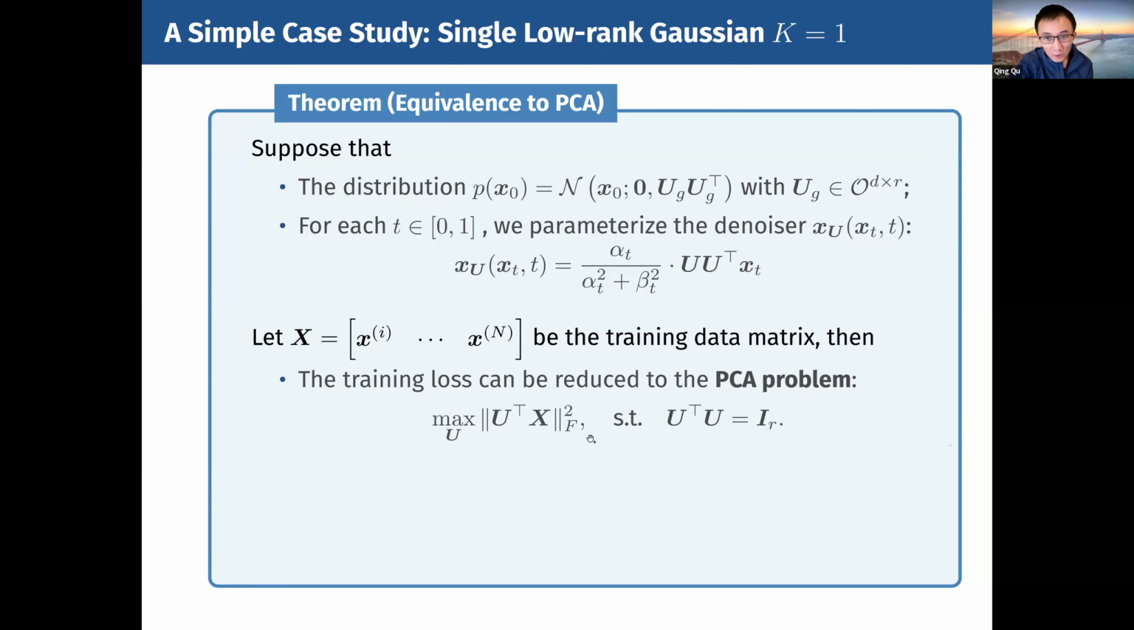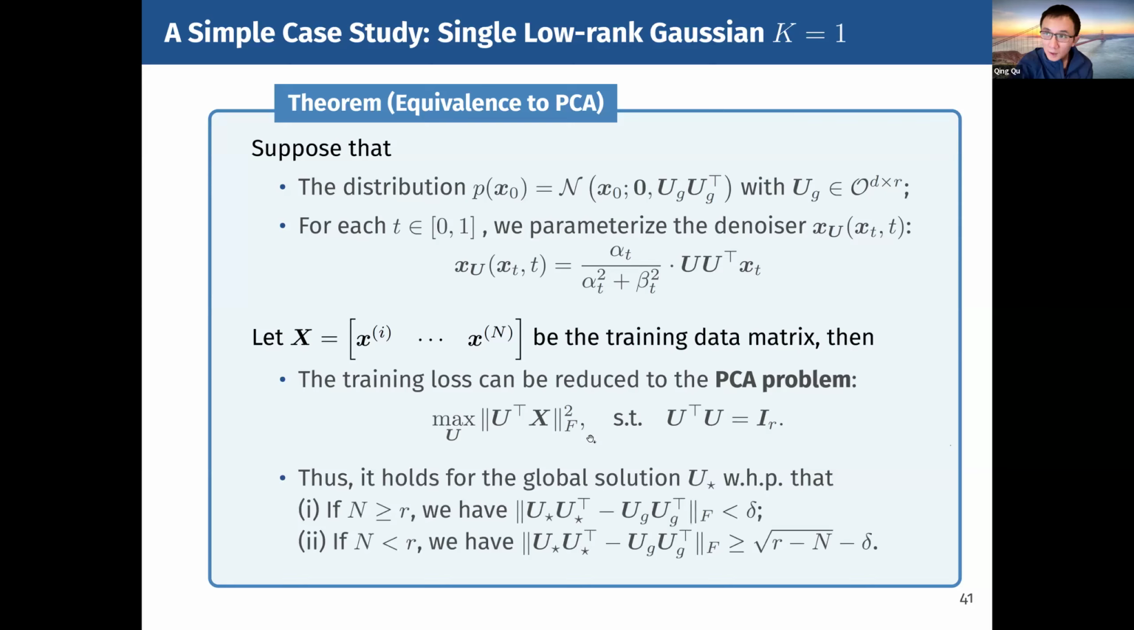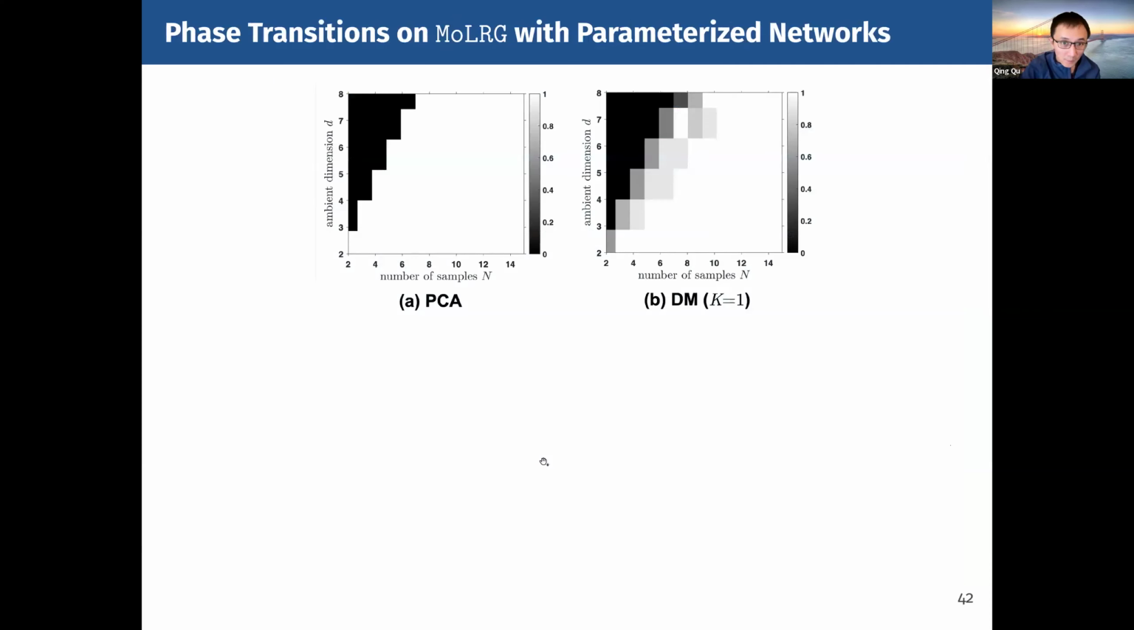analysis. So this suggests there's a clear phase transition between whether you are able to learn the low-rank Gaussian or not, right? When your number of samples is larger than the intrinsic dimension, you are able to learn the underlying Gaussian mode. But when you don't have enough samples, dependent on the intrinsic dimension, you're not able to learn the distribution. And we realize the phase transition, so this is a PCA phase transition, and this is diffusion models. They follow each other.